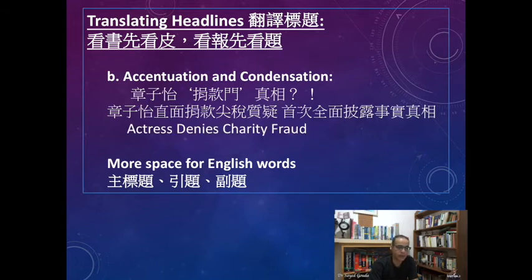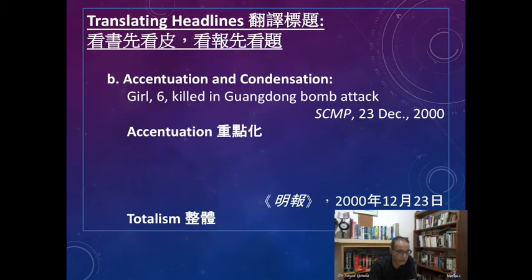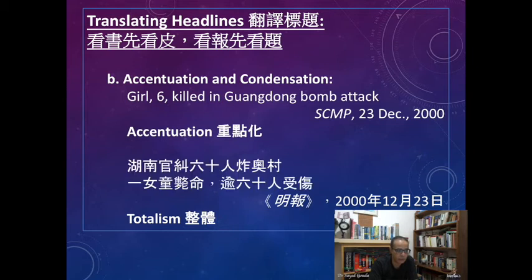So you can say "Actor denies charity fraud." This, of course, is after you get the picture and understand the meaning of the whole sentence, then you put it in as few words as possible. This will save more space on the page. So always try to use as few words as possible in English headlines.